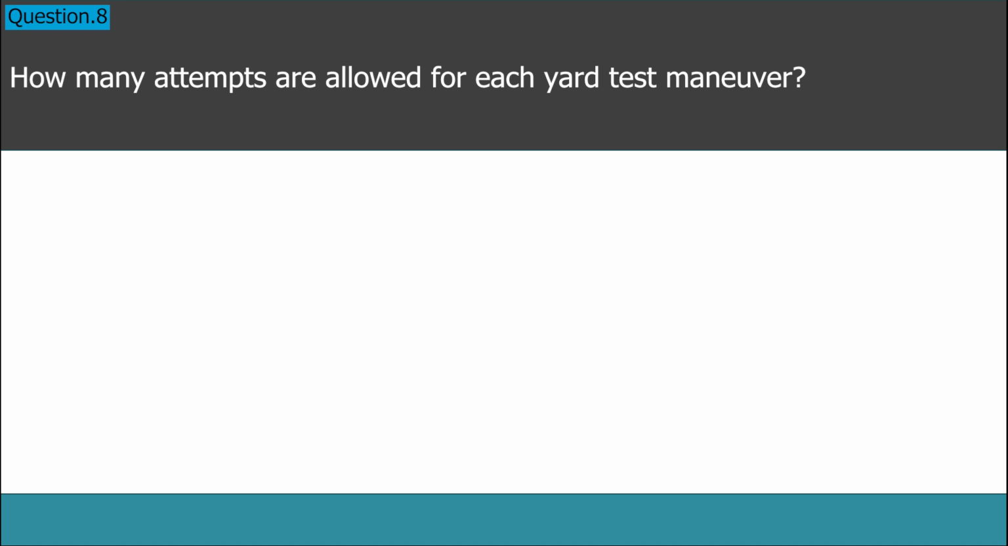How many attempts are allowed for each yard test maneuver? A. 1. B. 2. C. 3. Answer: A. 1. Only one attempt is allowed for each maneuver during the yard test.